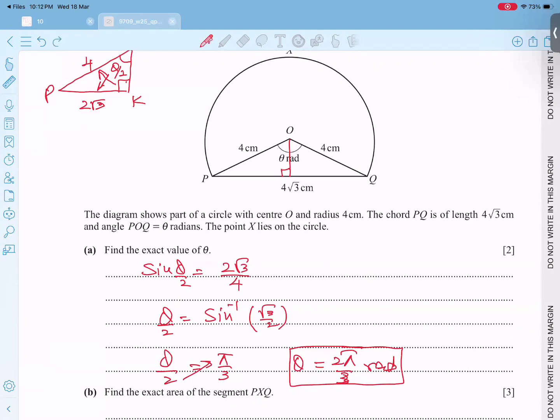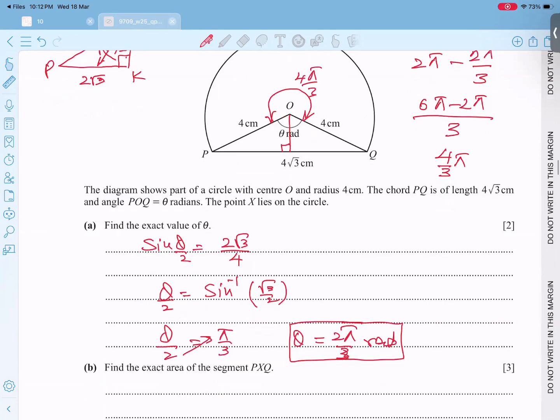Segment means we need the area of the sector plus the area of the triangle, and add them. We need the sector, but because this angle is 2 pi by 3, I need the other angle, this one. From 2 pi, the full 360 degrees for a circle, subtract 2 pi by 3. LCM is 3: 3 twos are 6, 6 minus 2 is 4 pi by 3. So this angle is 4 pi by 3.